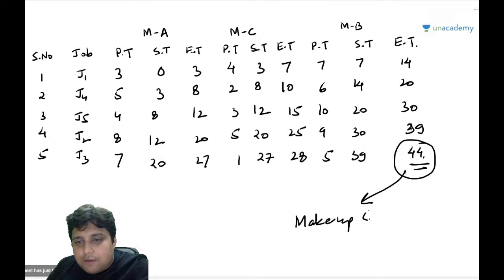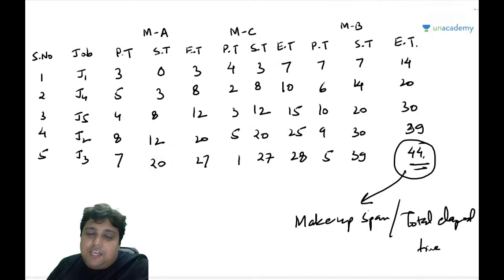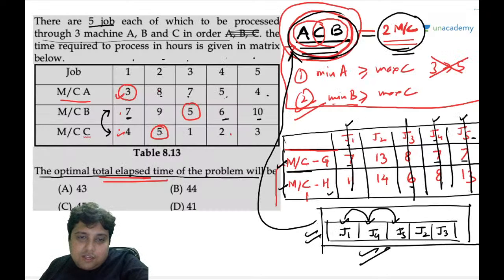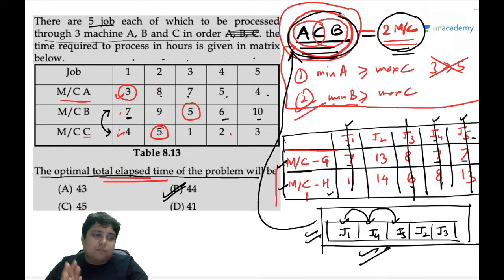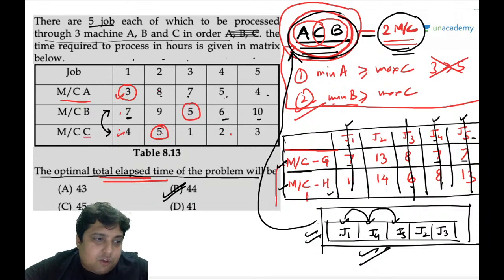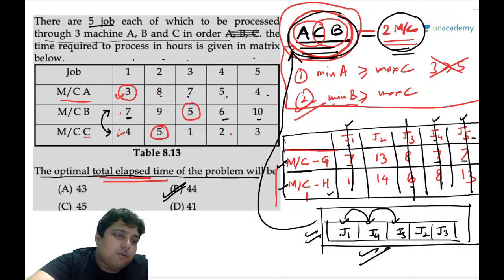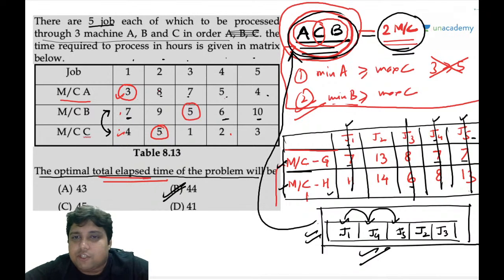So guys, 44 is the makespan or the total elapsed time for these three machine problem ACB. So the correct answer here is 44. So guys, I hope this works for you. I hope you have got the concept. I hope now you all know how to solve an n job 3 machine problem.